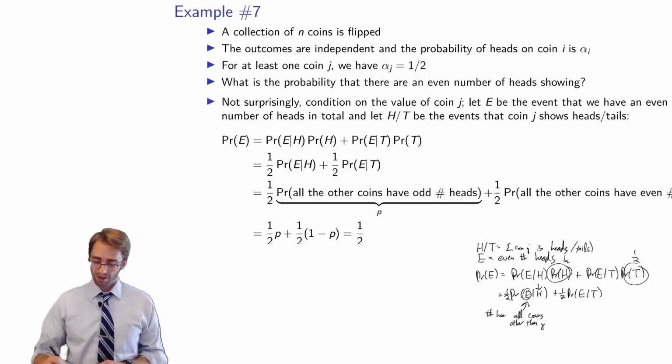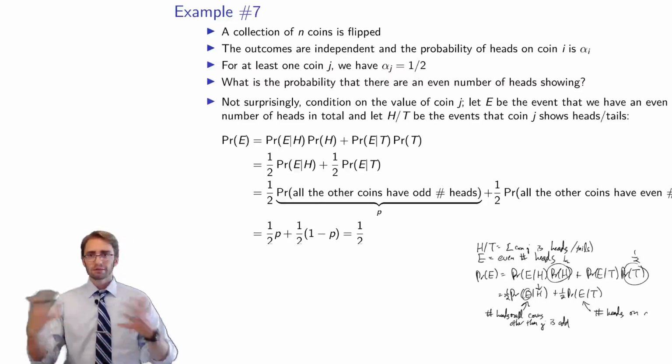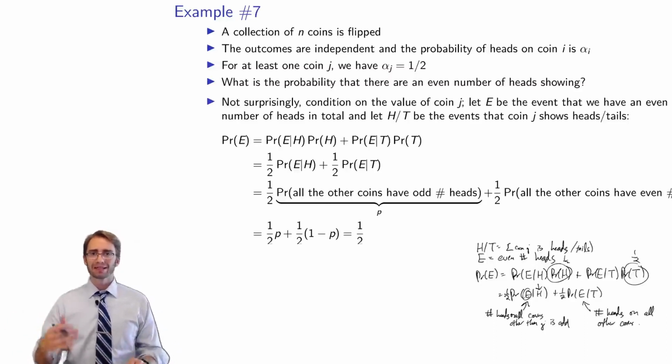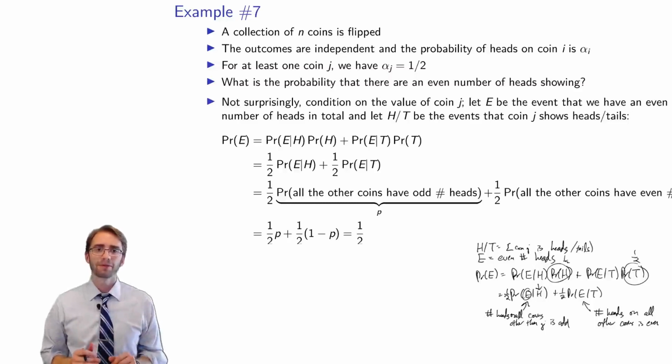right? And then over here, this is E given T, the probability that the number of heads on all other coins is even, right? I'm just saying even number of heads total means you just deduce the number of heads that would have to be present given this information about the jth coin.